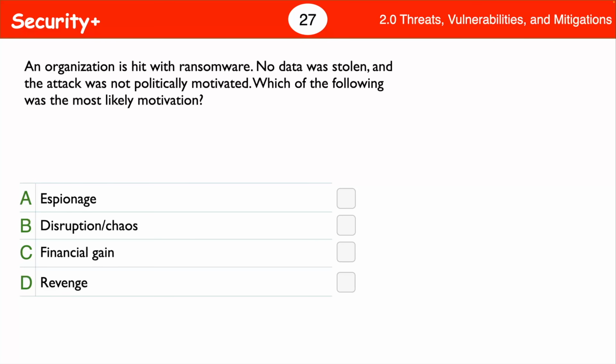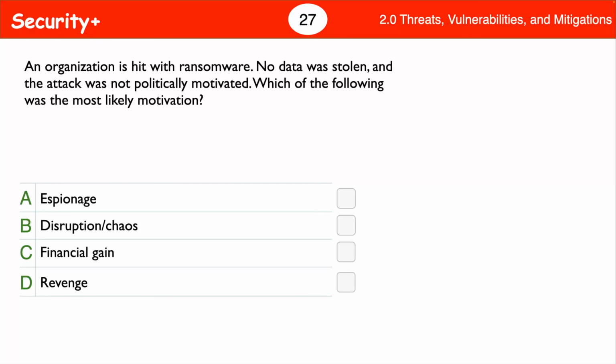Question 27. An organization is hit with ransomware. No data was stolen and the attack was not politically motivated. Which of the following was the most likely motivation? A, espionage. B, disruption / chaos, C, financial gain, or D, revenge? All right, let's take a look at the key phrases for this one. They're going to be ransomware and was not politically motivated.